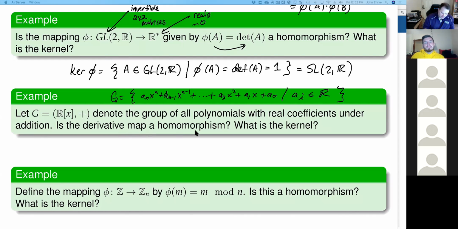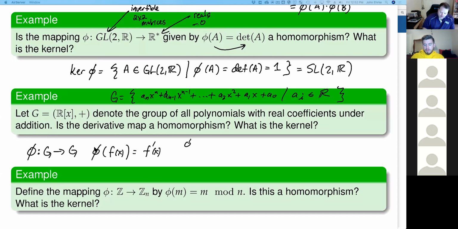So the elements of G are functions, right? They're polynomials. So if I define phi from G back into G, and the reason I'm defining it from G back into G is if you take the derivative of a polynomial, you get a polynomial back, right? So this will be a mapping from G back onto itself, defined by phi of f of x is f prime of x. Now I have to ask, is that a homomorphism?